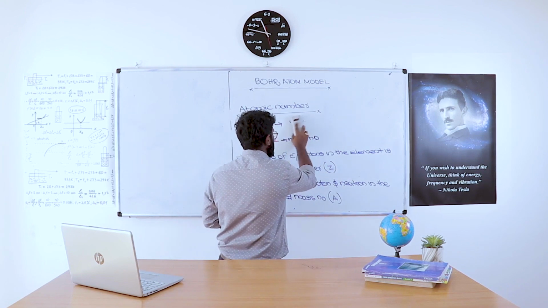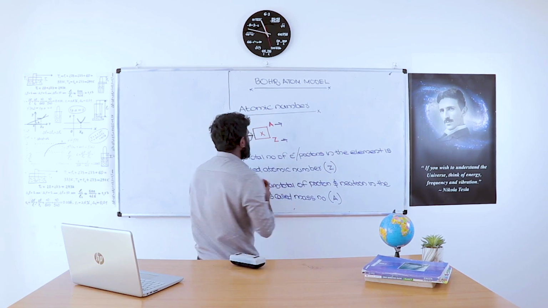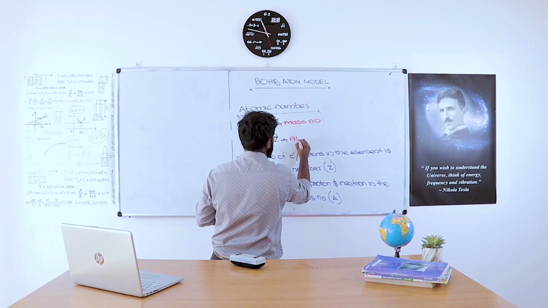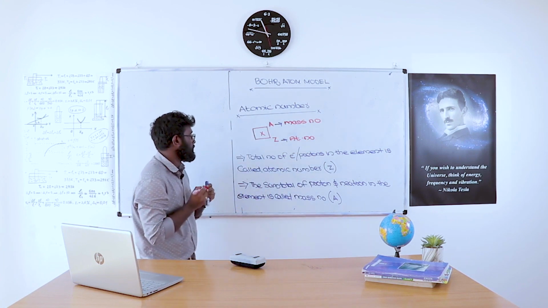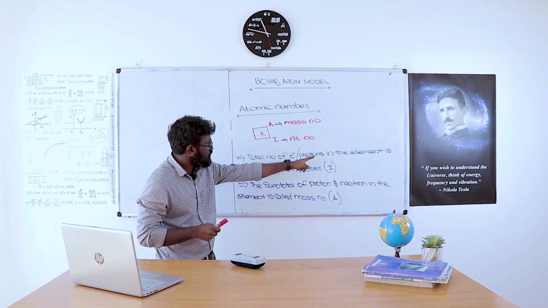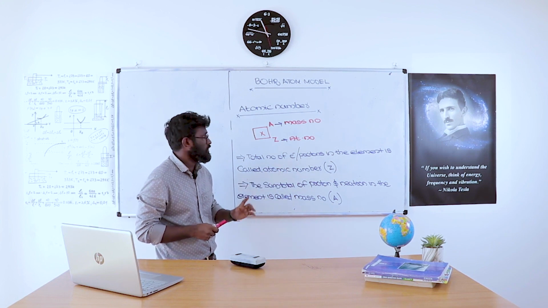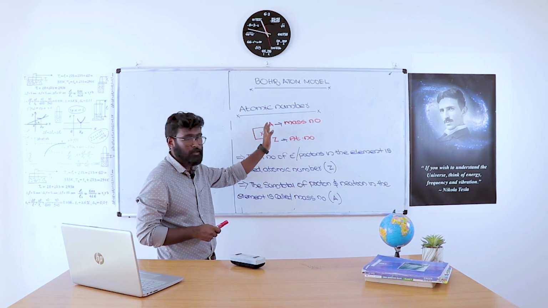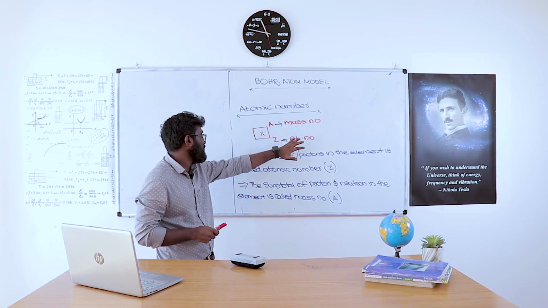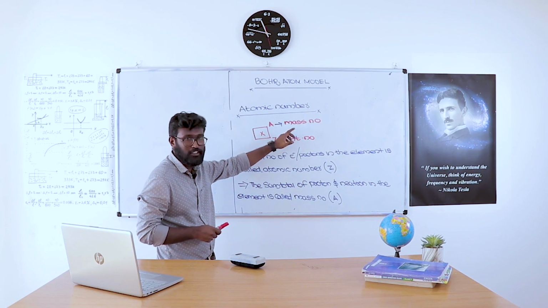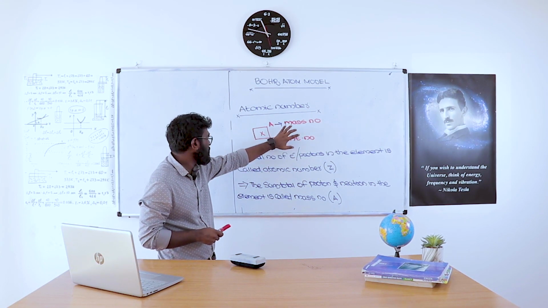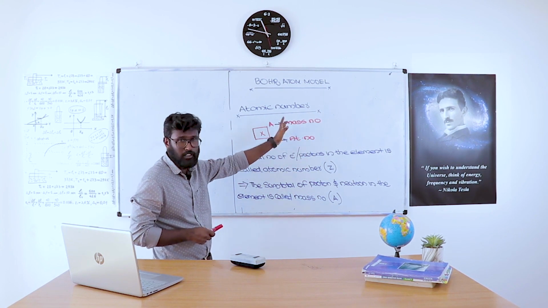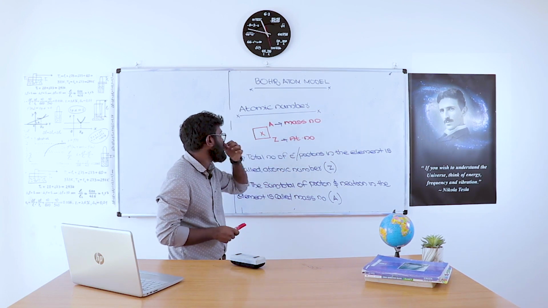Actually, I made a mistake earlier. A is the mass number and Z is the atomic number. So the total number of electrons or protons in the element is called the atomic number Z, and the sum total of protons and neutrons in the element is called the mass number A. In the first stage I wrote A as atomic number and Z as mass number. It is totally wrong. It's an accidental error. Sorry for that mistake.